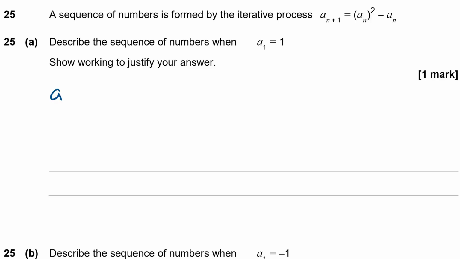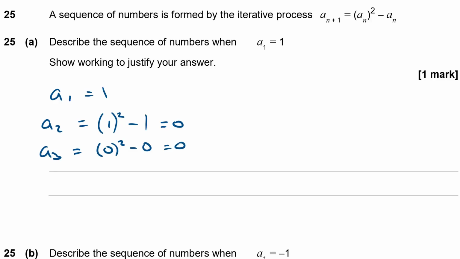So if a_1 equals 1, then a_2, my next term, is going to be my previous term, 1 squared, subtract 1. 1 squared is 1, take away 1 is 0. So then after that, my third term is going to be 0 squared, take away 0, which is 0. And then after that, I'm just going to get zeros. It's going to carry on repeating. So my sequence is going to go 1, 0, 0, 0, 0, off to infinity.